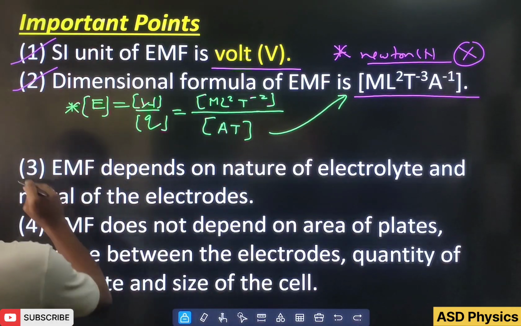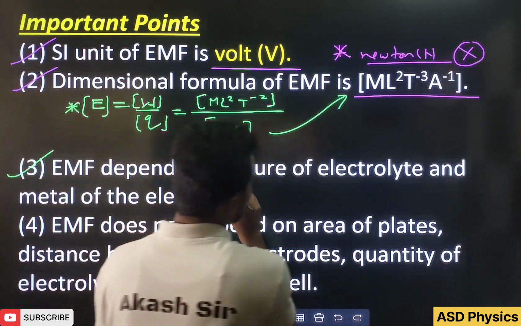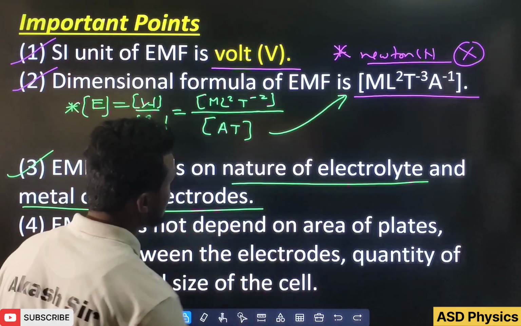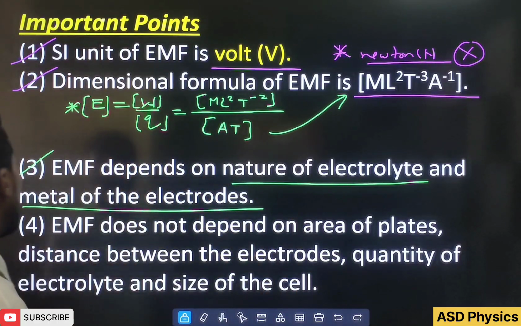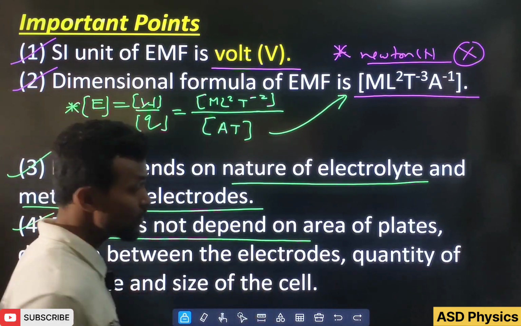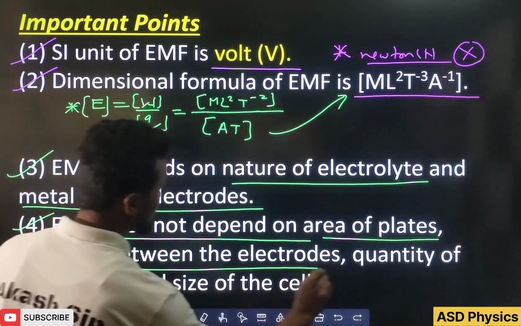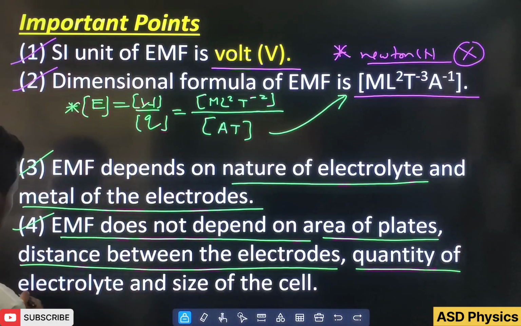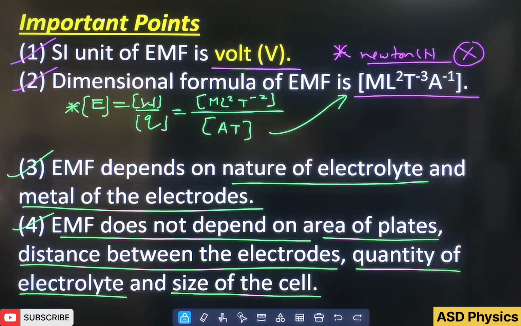Great. Now students, some other basic factors. Third one, EMF depends on the nature of the electrolyte and the metal of the electrodes. Electrodes means, as I told you, anode and cathode. After that, the fourth one, EMF does not depend on the area of plates, the distance between the electrodes and the quantity of electrolyte. And one more thing is this, the size of the cell. So this is the information.